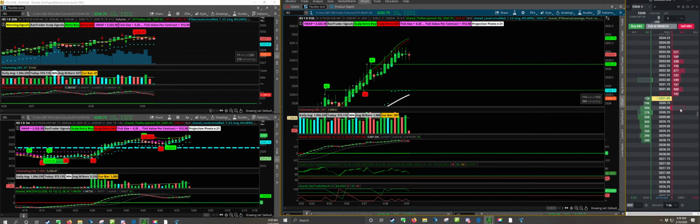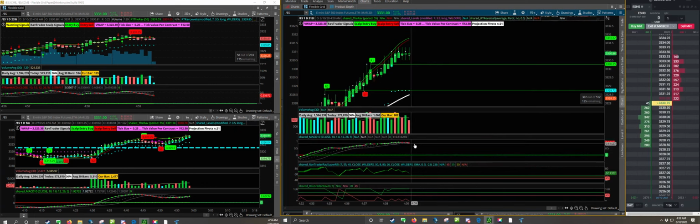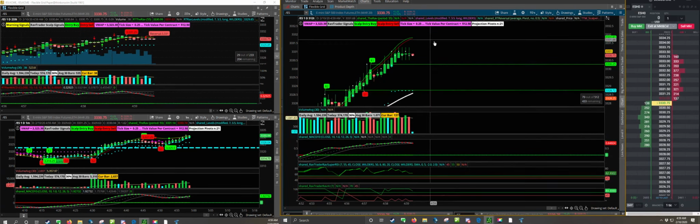A 31 long would probably have got you there one tick because your road is thin. Your road is thin, your bracket should be smaller. So now our candles are all opening up below the moving average, so we're going to look for a short over here. Let's do a 30.5 short.